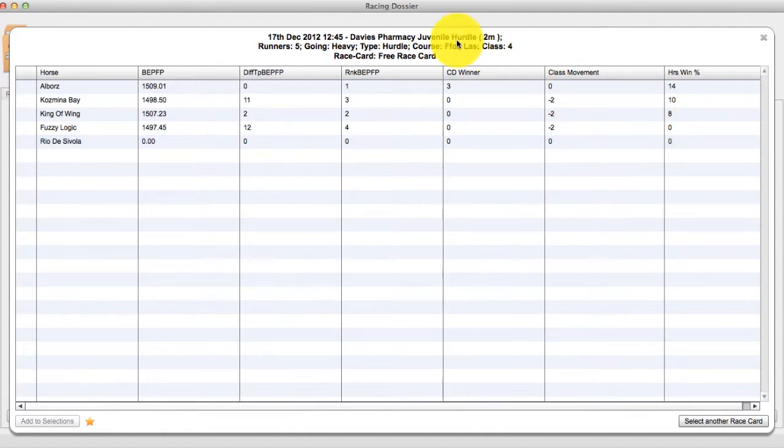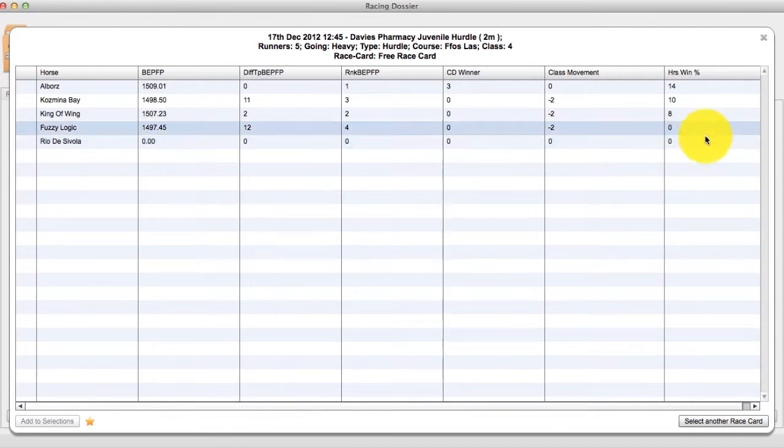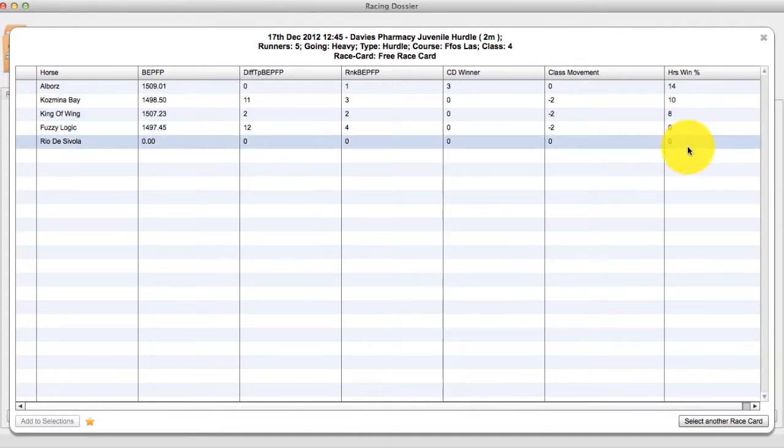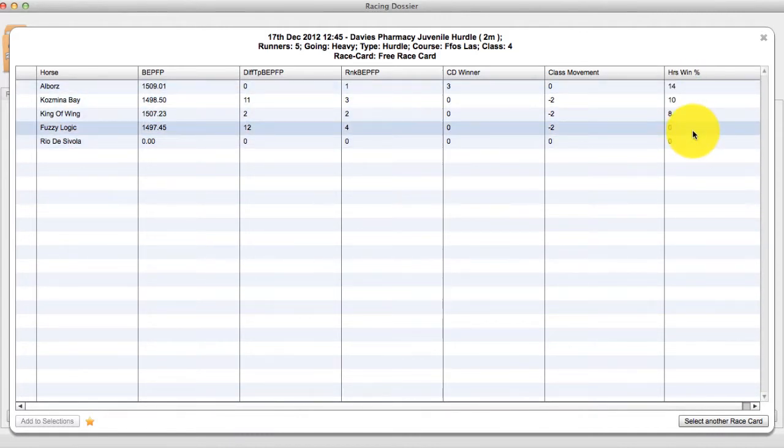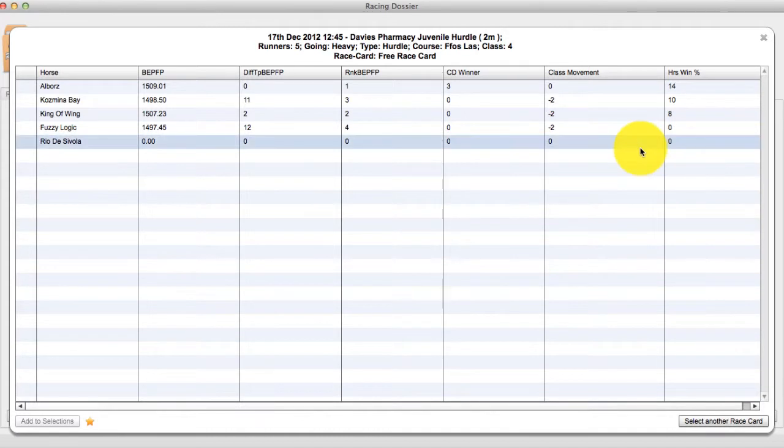Now, I mean, this is a juvenile hurdle, and you'll sometimes not have ratings for runners, and that's probably because they haven't yet run a race. However, do we want to bet on a horse that has never won a race? As I say, it's unlikely.